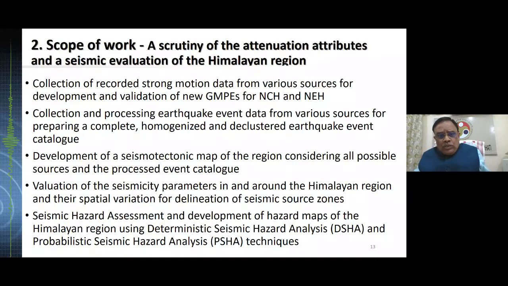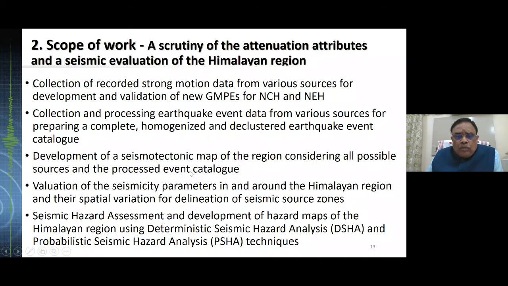As I told you, the North Central Himalayas and Northeastern Himalayas are dealt with separately due to the more complex tectonic setting of the Northeastern Himalayas, and also the data for the Northeastern Himalayas is smaller for us. Estimating the seismicity parameters of the region helps in delineating the region into various seismic source zones for better estimation of hazard using KSH.